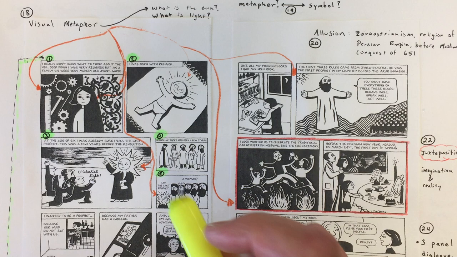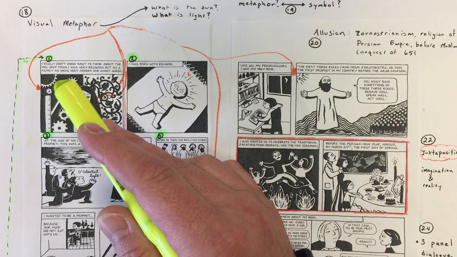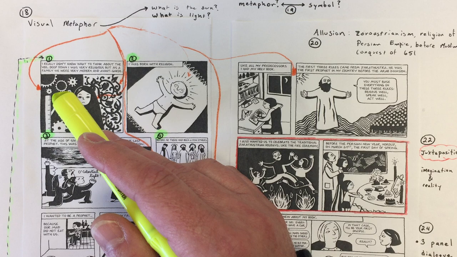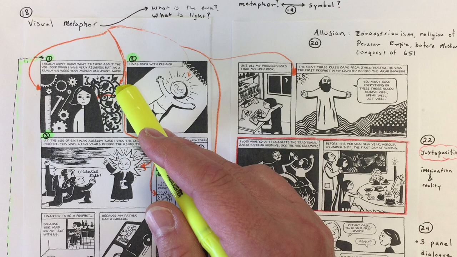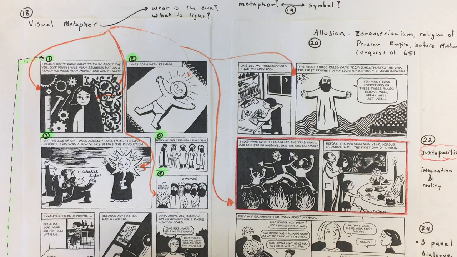Here we have a possible symbol in that this ruler works, in conjunction with the narration, as a symbol for the modern and avant-garde style of her family, whereas here we might have the figuration and the art as a symbol for the Persian, ancient Persian influence, or Islam in general.